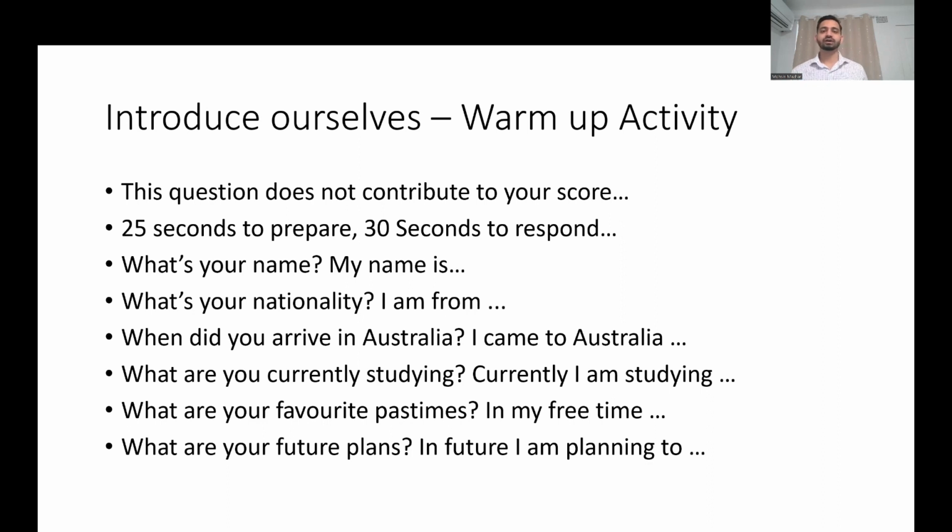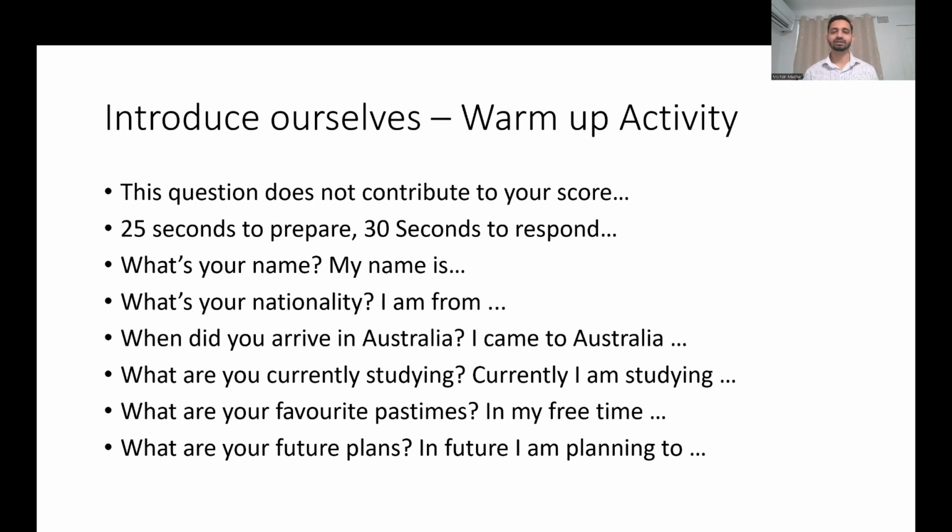What are the things that you can talk about? First, you can say, my name is, and talk about your name. You can talk about your nationality. You can talk about when you arrived in Australia, for example. These are some of the ideas that I just came up with. You can talk about what you are currently studying or where you are working, and you can talk about your favorite pastimes as well. What do you like to do as your hobby? And what are your future plans? What do you want to do in future? What career do you want to pursue and stuff like that. I only have 30 seconds, but in 25 seconds, these are the things that you can write down and you can just introduce yourself. All right.